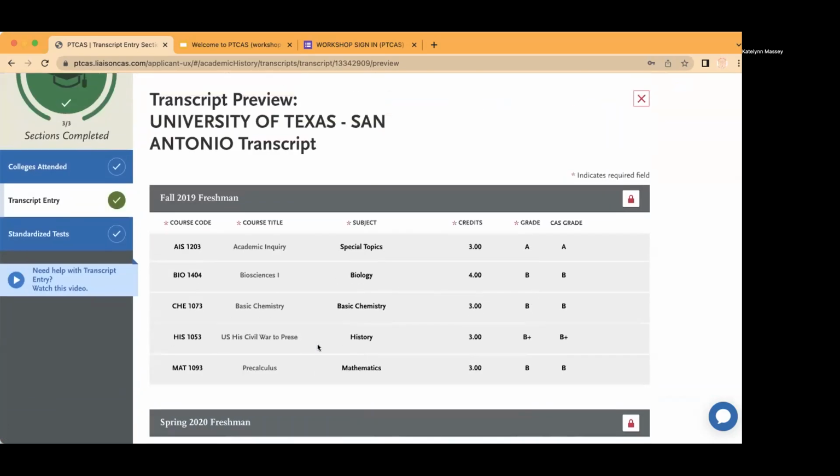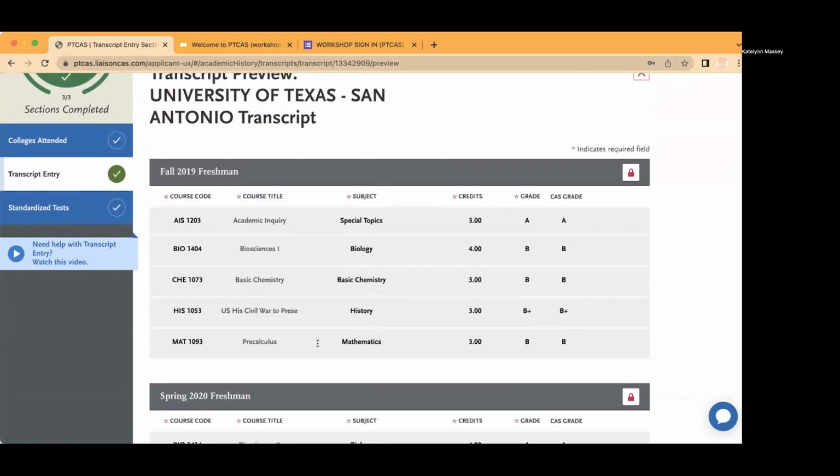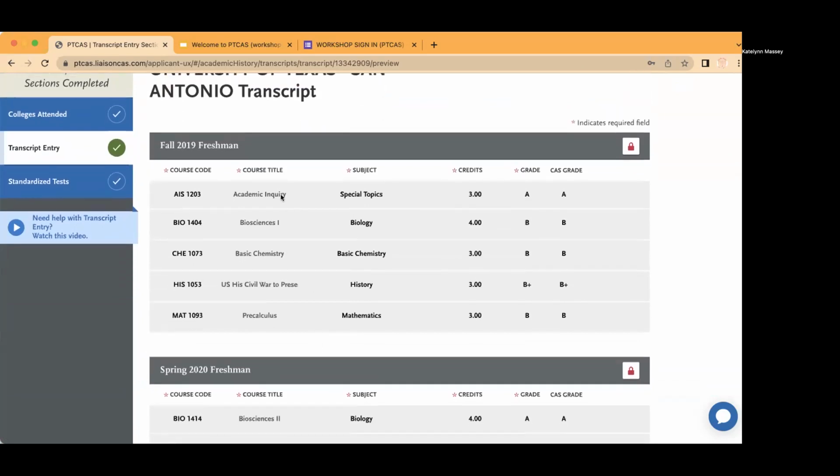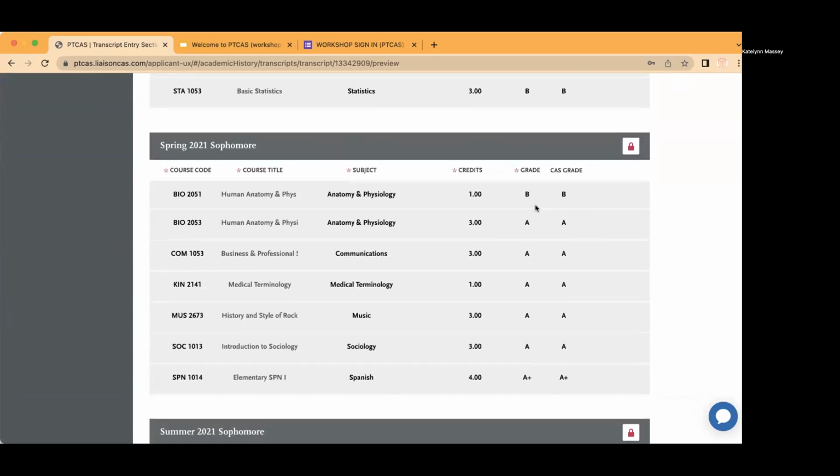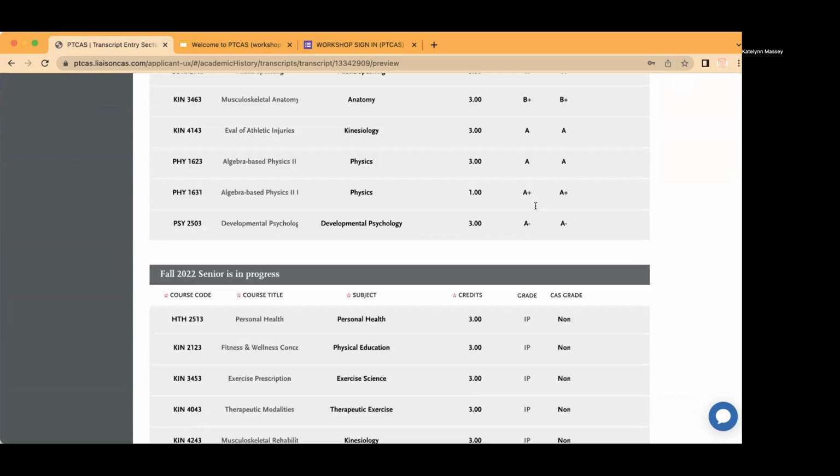Yeah, so as you can see, don't judge my grades, please. It divides up into different semesters. So this is like fall 2019. You put the course code, the course title, the subject, the credits, and your grade and everything. And you do that for every single semester that you've completed.